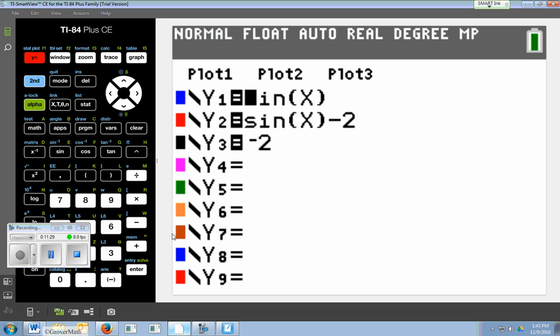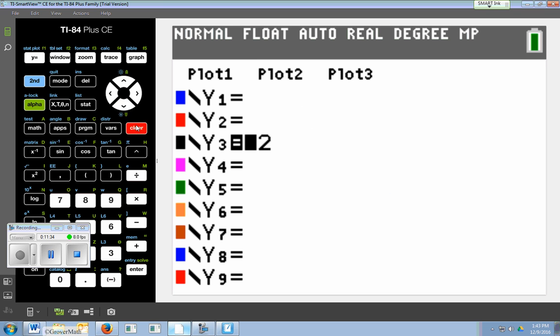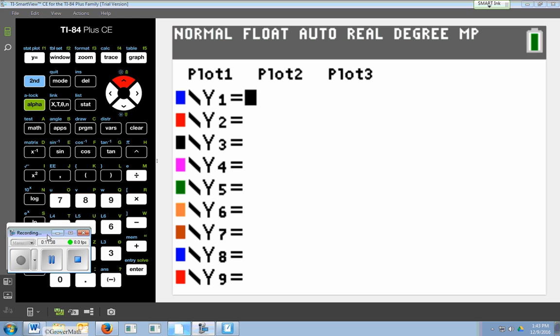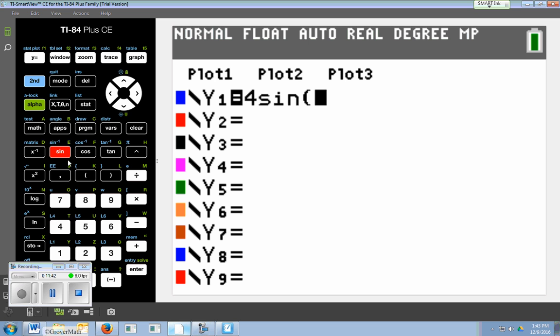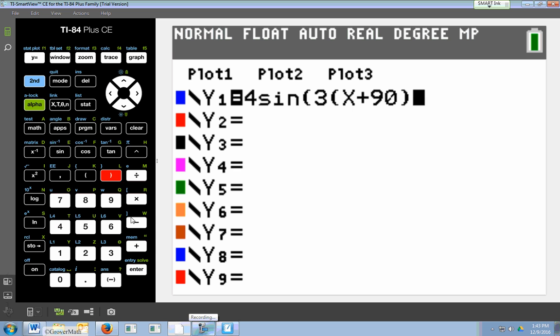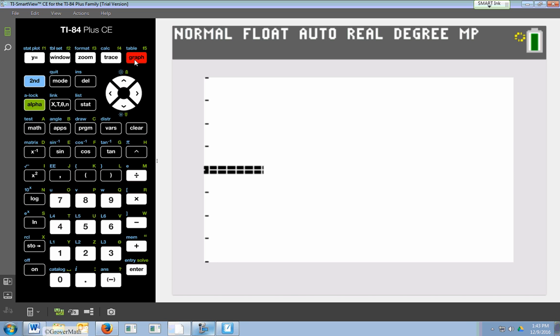So 4 sine 3, let me clear all of this out. Get up there. And it's 4 sine 3 parentheses x, and it was a plus or minus, plus pi over 2, but I need to write plus 90, close the parentheses, close them again because it opens automatically for me, but I had to open another for the plus 90, and then a minus 1. And let's take a look at what this thing looks like.